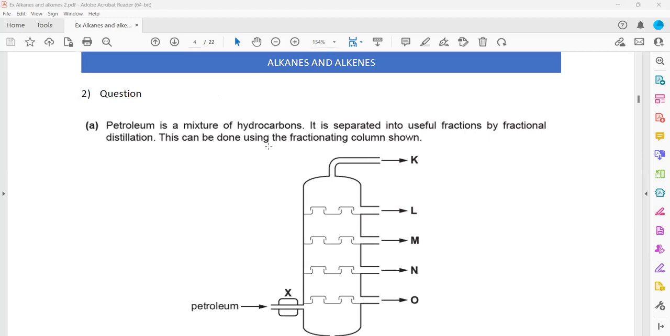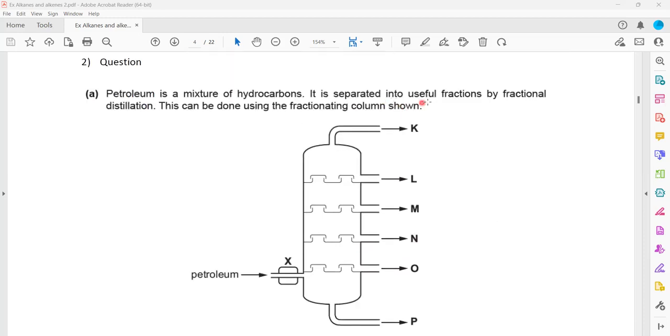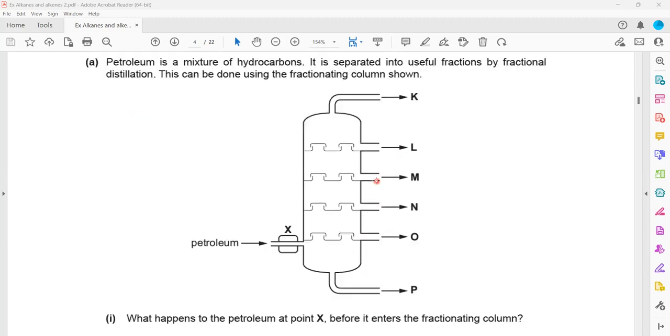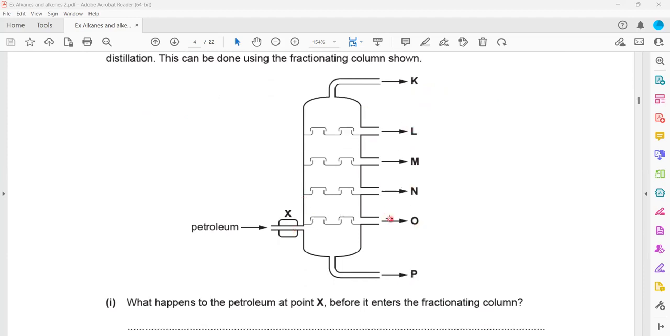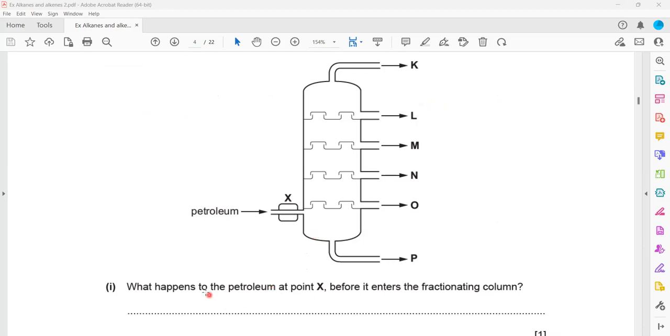Then alkanes and alkenes are there. Question 2, a petroleum is a mixture of hydrocarbons, as you can see, and it is separated into useful fractions by fractional distillation. This can be done by using a fractionating column as shown. You can see the fractionating column X and different fractions are there. What happened to petroleum at point X before it entered a fraction? What we do to this crude oil or petroleum is heat it.